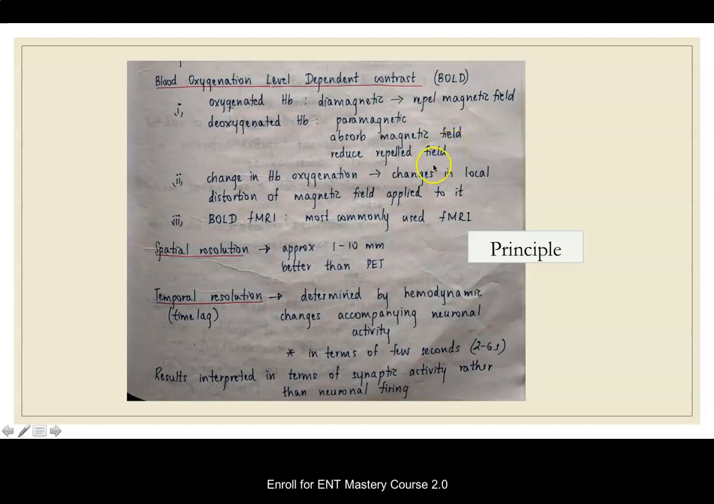So if you apply an external magnetic field to this, like what happens in magnetic resonance imaging, there is a change in the local distortion. And this change is measured by functional MRI. It has a spatial resolution of 1 to 10 millimeter, slightly better than PET scan. The temporal resolution, the time lag, is determined by the hemodynamic changes accompanying neuronal activity.